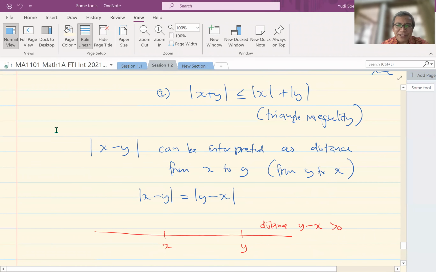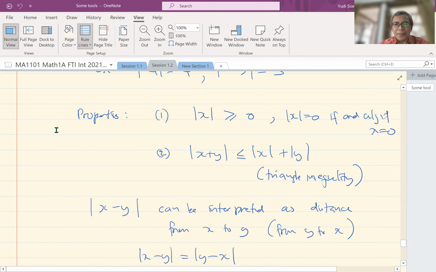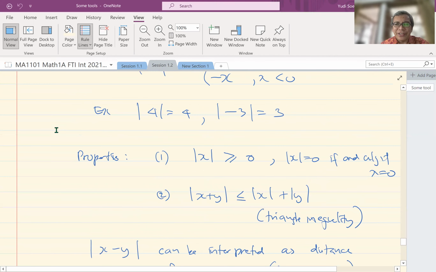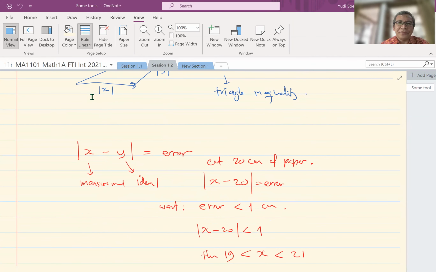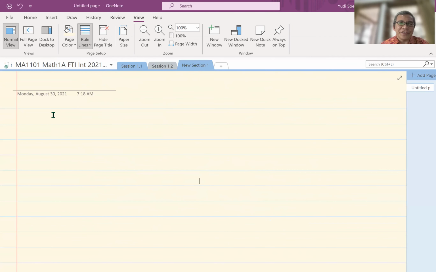This is what we have last week about the absolute value. So we start from absolute value today. Okay, so our new sessions.